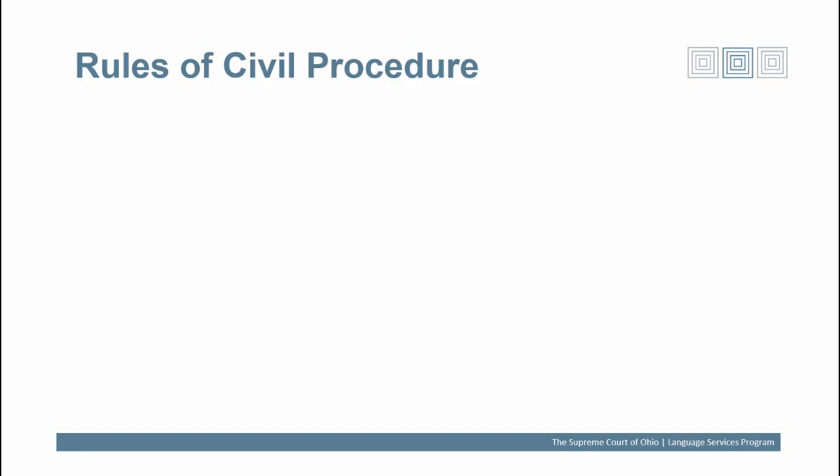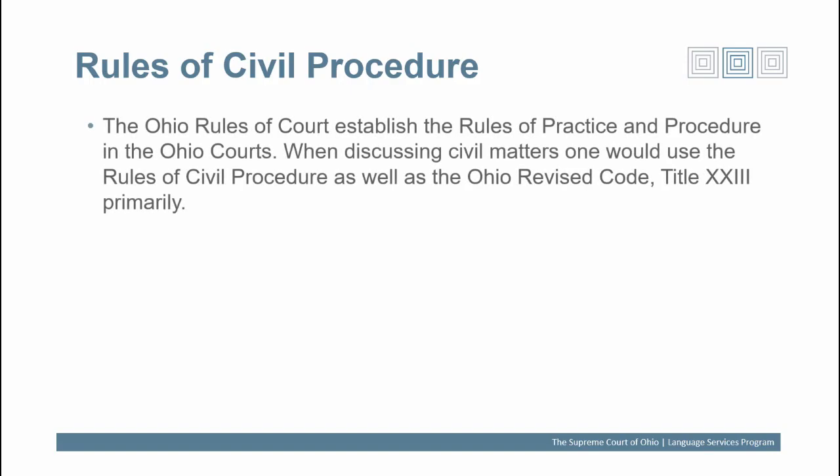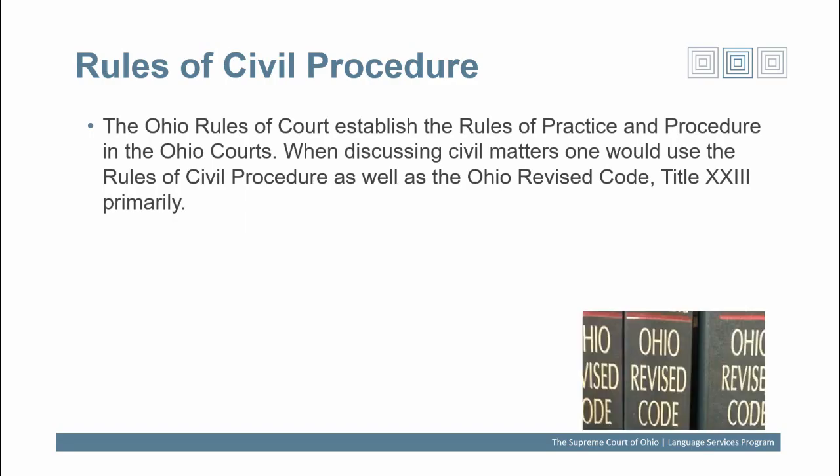The Ohio Rules of Court establish the rules of practice and procedure in the Ohio courts. When discussing civil matters, one would use the Rules of Civil Procedure as well as the Ohio Revised Code, Title 23 primarily, but other types of cases can be found in the other titles, such as Title 27 or Title 45. Please remember that a consultation with an attorney authorized to practice law in the state of Ohio would be necessary if seeking legal advice or specific legal information.